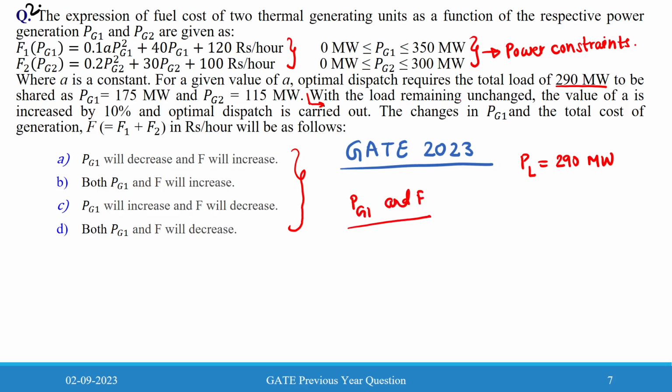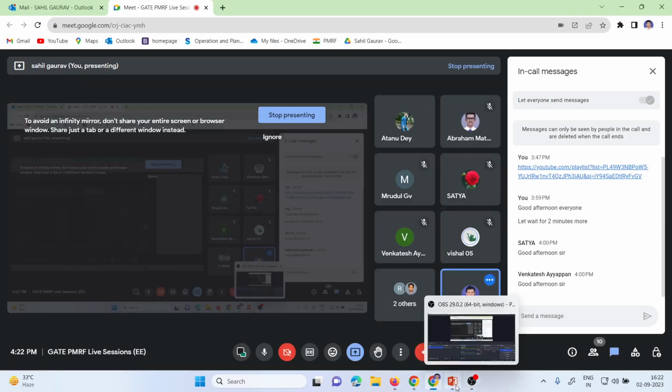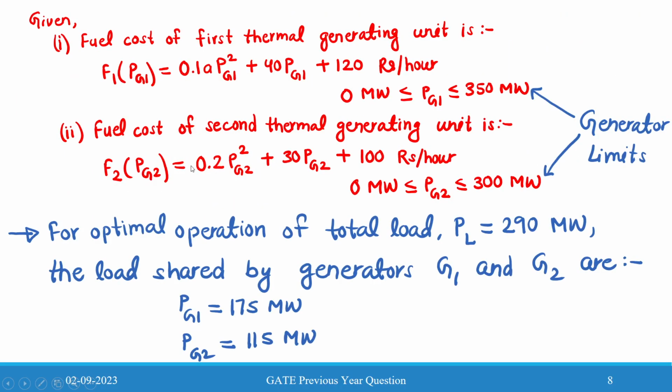When the value of A is increased by 10%, for that you need to find the value of A from the given optimal dispatch conditions and the powers. This type of lengthy problem is always asked as a 2 marks question, but if you have patience in the GATE exam and solve carefully, then you will easily get the answer. So I have solved this problem.